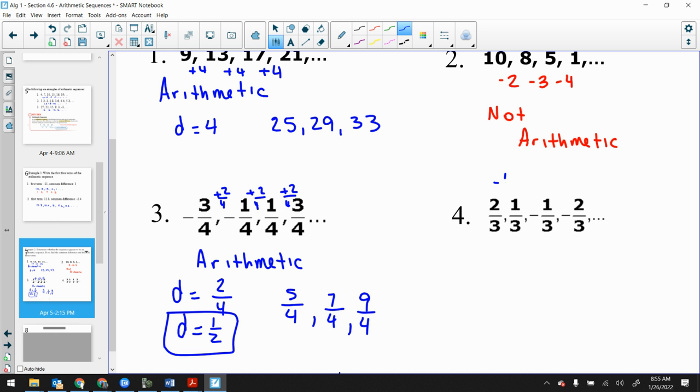I go down 1/3 and then go down 2/3 and then go down 1/3. It's very, very close, but it is not arithmetic. That middle in there, I go from positive 1/3 down to negative 1/3. So I'm actually going down 2/3. If there was a 0 in between the 1/3 and the negative 1/3, then it would be arithmetic, but this is not arithmetic. I don't know what it is yet, but we know it's not arithmetic. Questions on that so far?